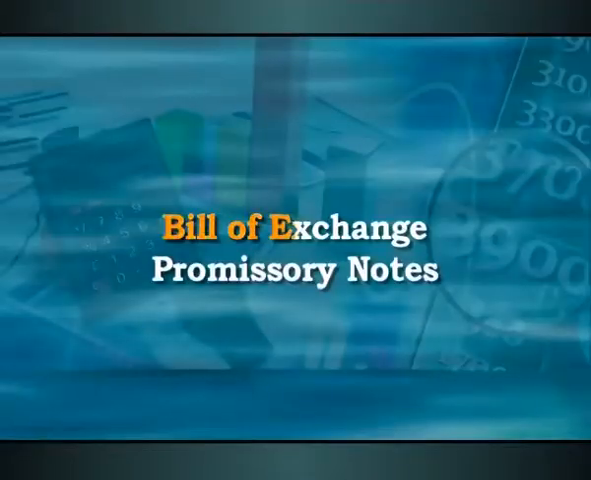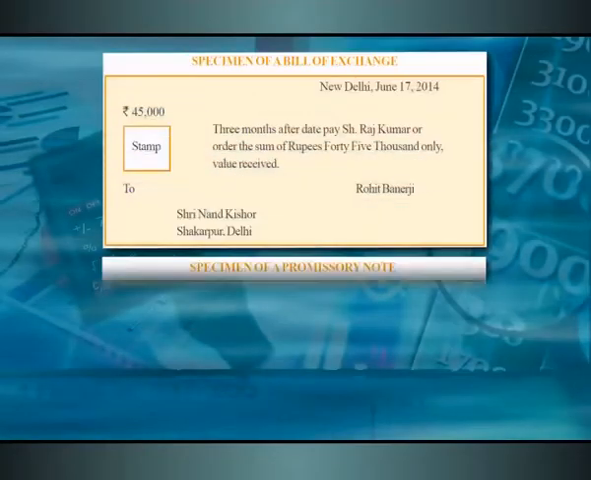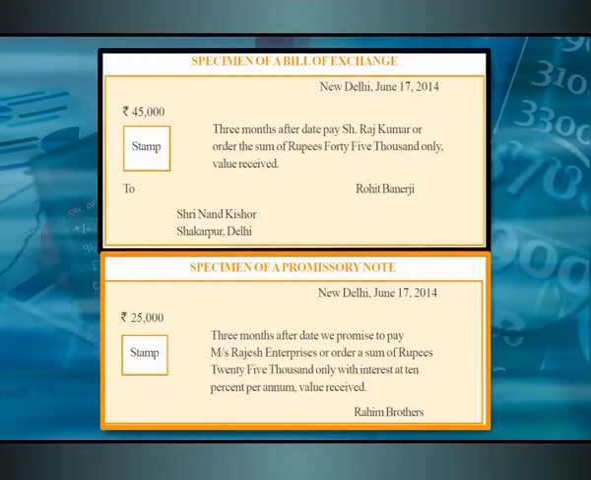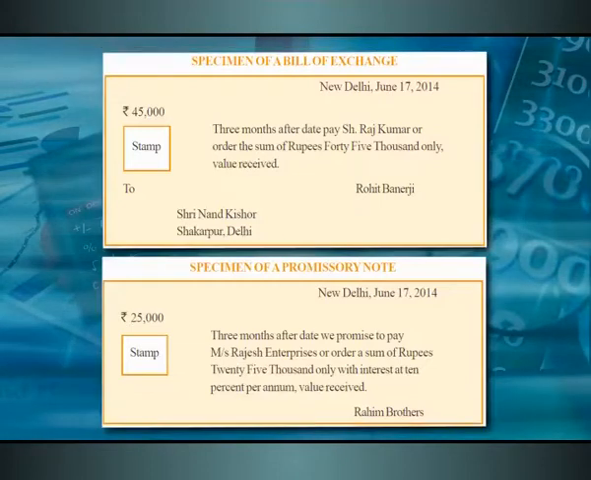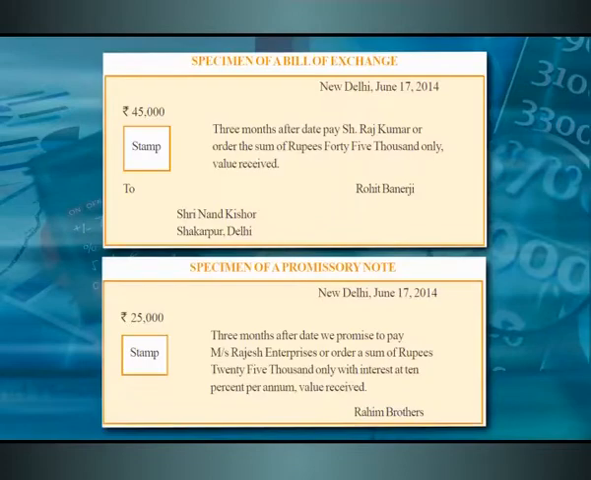Well, this instrument is a credit instrument, and these can be of two types. One is bill of exchange, another is promissory note. These are two very important instruments which are in practice in the business community. So far as bills of exchange is concerned, it is regulated by the Negotiable Instruments Act of our country, and the Act has given a definition of bills of exchange.